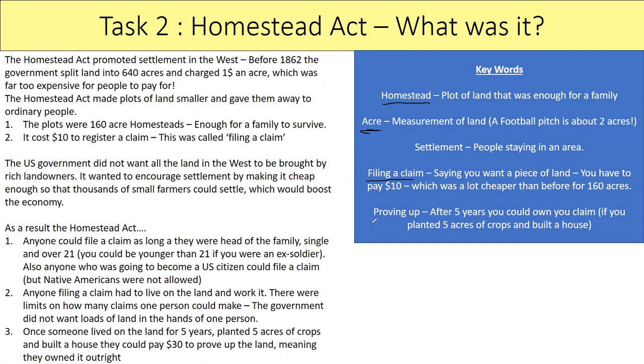Filing a claim and proving up. Now, this is to do with the Homestead Act. Okay. Filing a claim is saying that you want a piece of land. You have to pay $10, which was a lot cheaper. And proving up: after 5 years after filing a claim, you could own your claim if you planted 5 acres of crops.